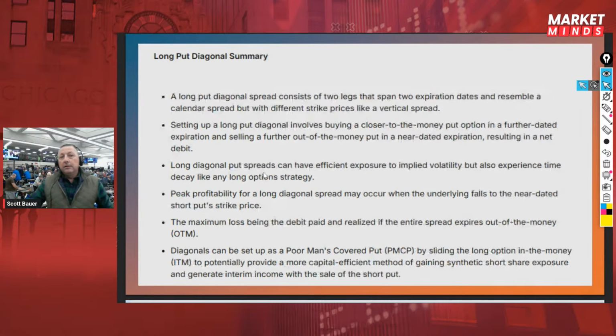Okay, now long put diagonal summary. Same thing. We want that long put to go in the money. Same as on the call side, what you pay for it, as long as the long option is further out, that's your maximum risk.